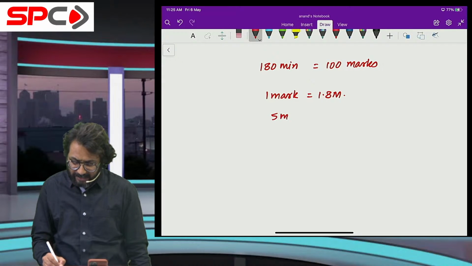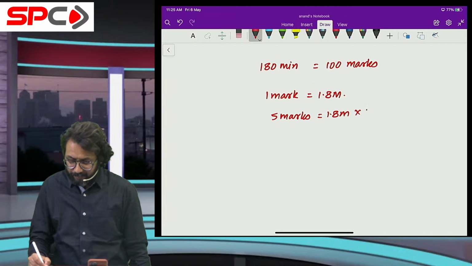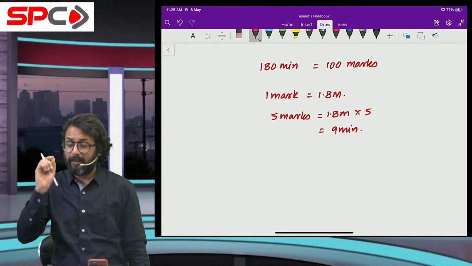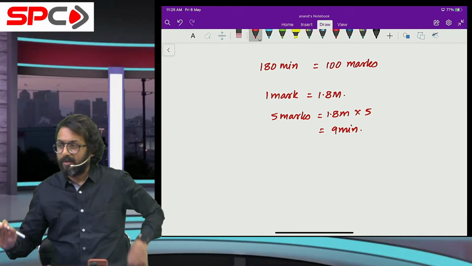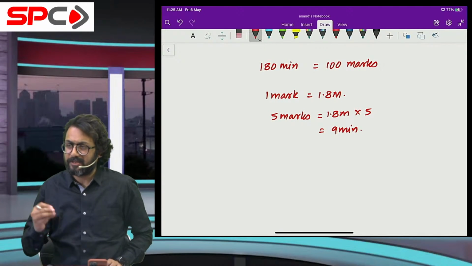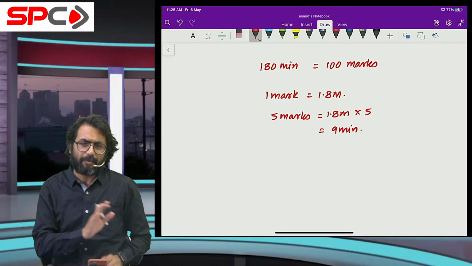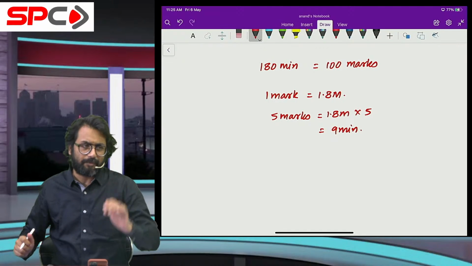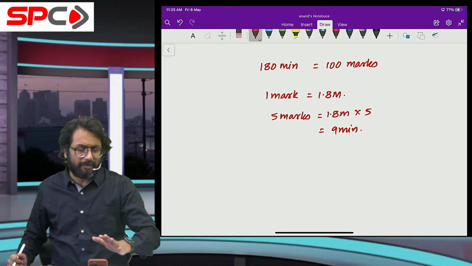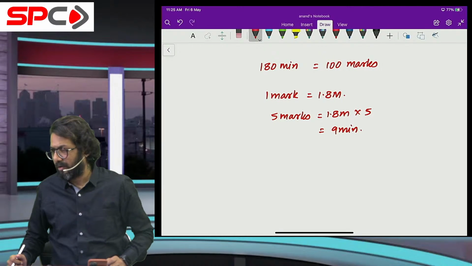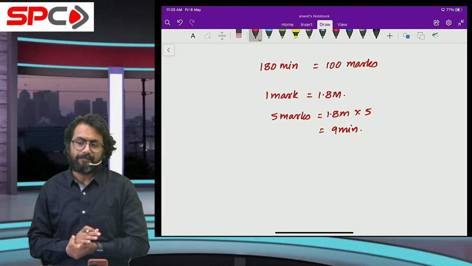So what did I do? For 5 marks, 1.8 minutes into 5, so I get 9 minutes to solve this question. Agreed? With a better presentation, good presentation, everything. Alright. Now what will happen? I'll ask you whether you have a problem in this question. You would say yes or no. Once you say I don't have a problem in the question, then I'll put you to solve it on your own. I'll put you on a timer.